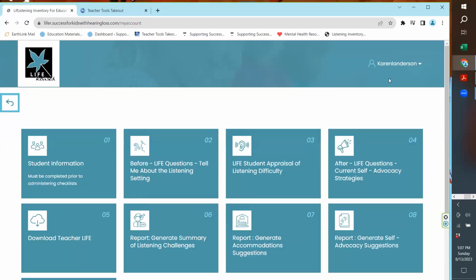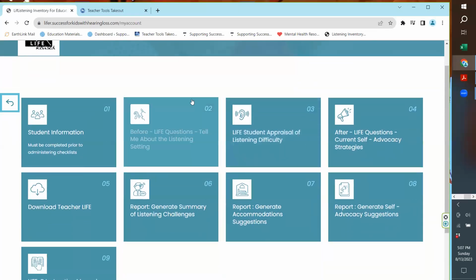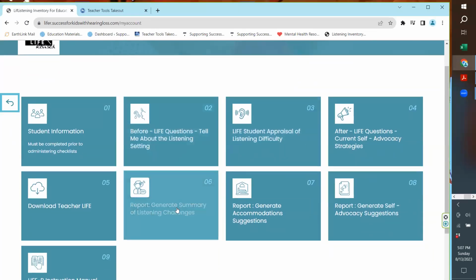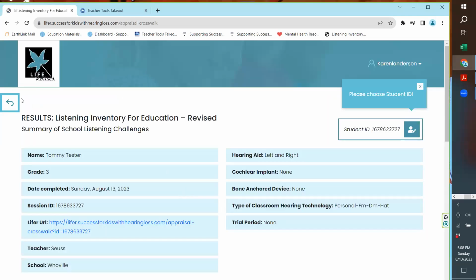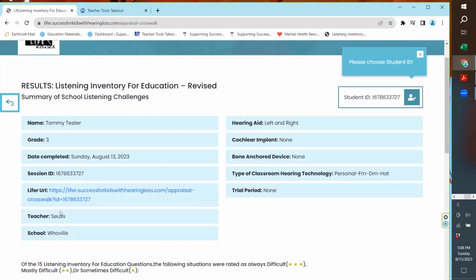Okay, now for the cool part. You can generate reports with this data you entered for your students. So let's first look at the summary of challenges. Here's the title, Summary of Listening Challenges, and you can see the demographic information you entered, the hearing device information, and then some information about the student.